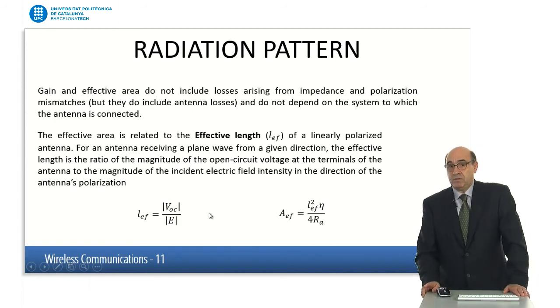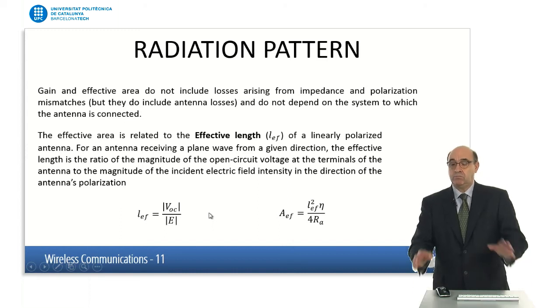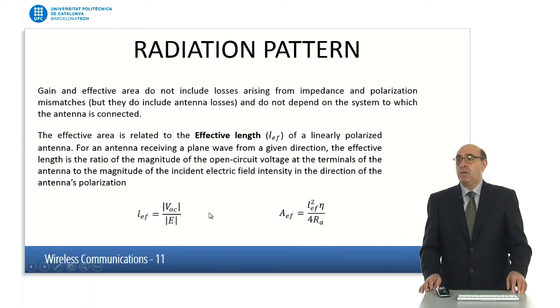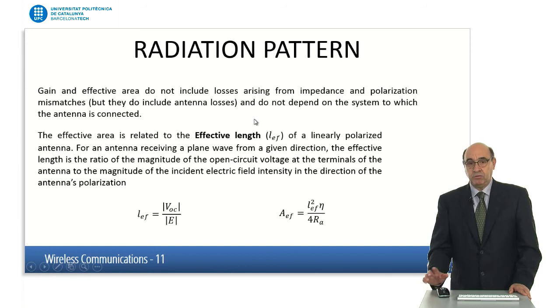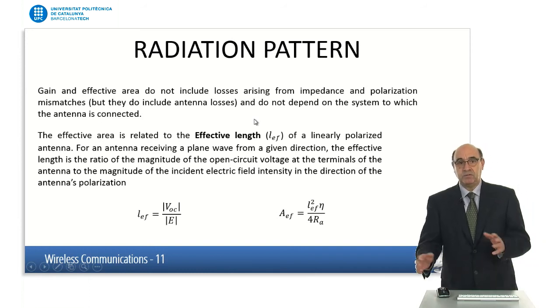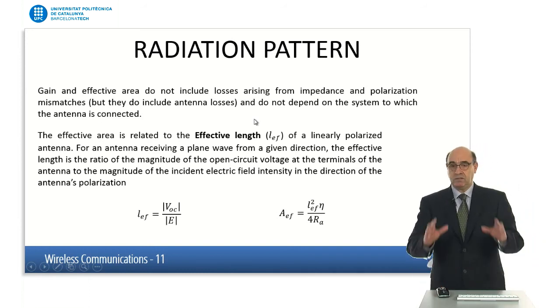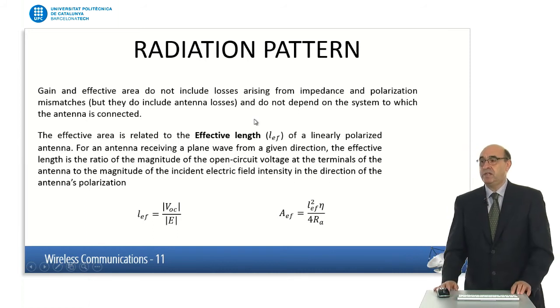But remember that gain and effective area include losses on the antenna, on the way we make the antenna. But they do not include impedance or polarization mismatches, and do not depend on the transmitter or the receiver you are connecting the antenna to. Those are just parameters directly related to the antenna.